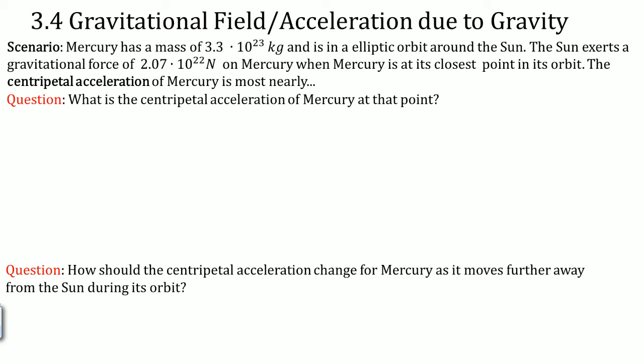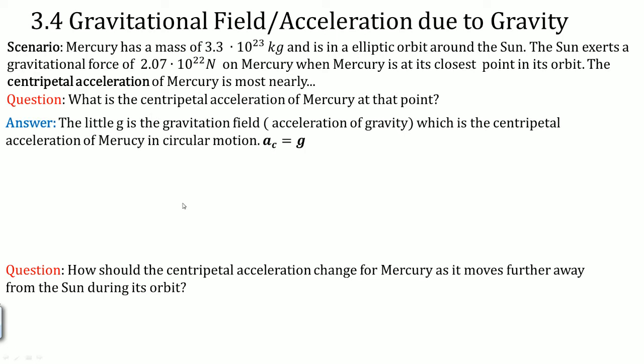Scenario: Mercury has a mass of 3.3 × 10^23 kilograms and is in an elliptical orbit around the Sun. The Sun exerts a gravitational force of 2.07 × 10^22 newtons on Mercury when Mercury is at its closest point in its orbit. The centripetal acceleration of Mercury is most nearly ... So the question asks, what is the centripetal acceleration of Mercury at this point?